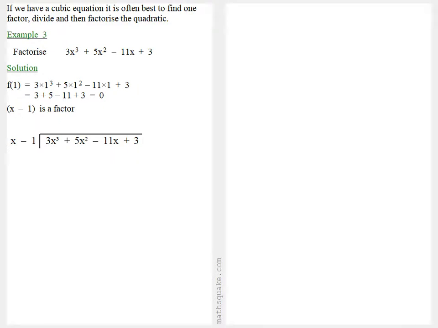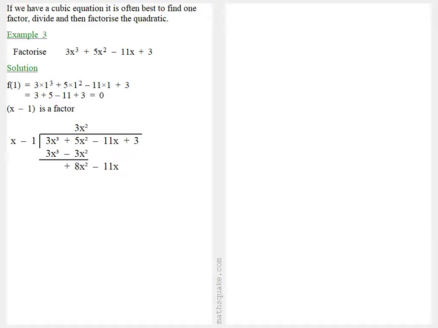Now if we do the division sum, we start by dividing 3x cubed by x. And that gives us 3x squared, which we write on the top in the x squared column. We now multiply 3x squared times x minus 1, and that gives us 3x cubed minus 3x squared. We subtract: 3x cubed take away 3x cubed leaves nothing. 5x squared, take away minus 3x squared is 8x squared. We bring down the minus 11x.